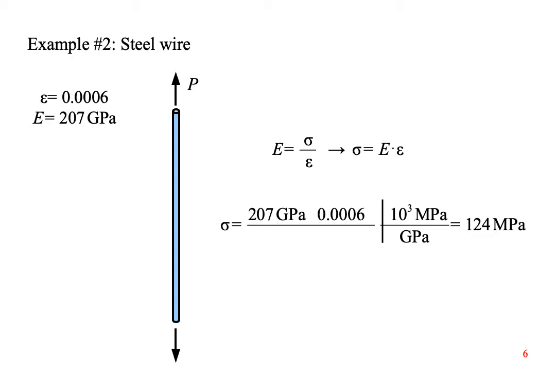For example, let's say a steel wire has a tensile strain of 0.0006, and we want to know how much stress is in the wire. Starting with the definition of Young's modulus, we rewrite the equation algebraically to solve for stress. We can find the value of Young's modulus for steel in Appendix B. Plug in the numbers, then introduce a unit conversion to obtain a stress value of 124 megapascals.